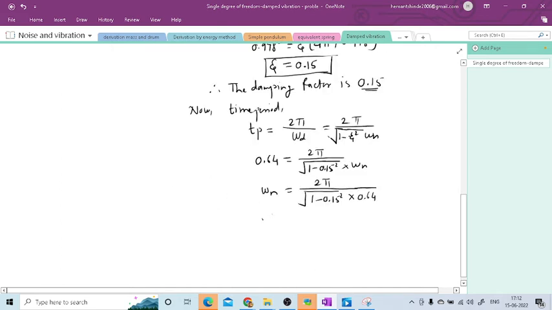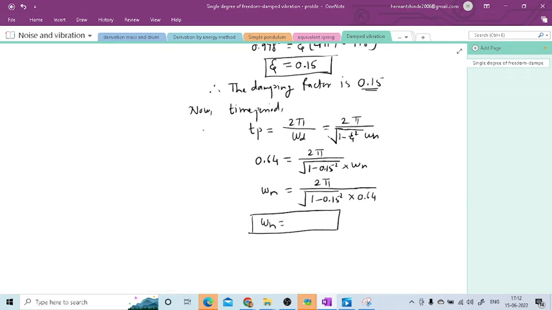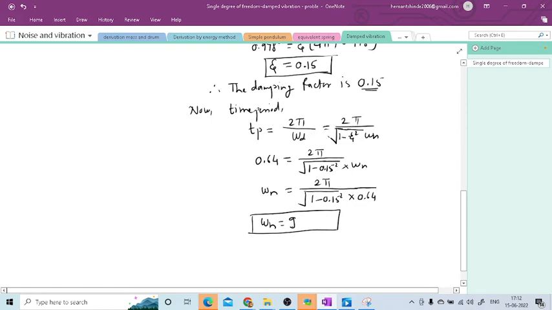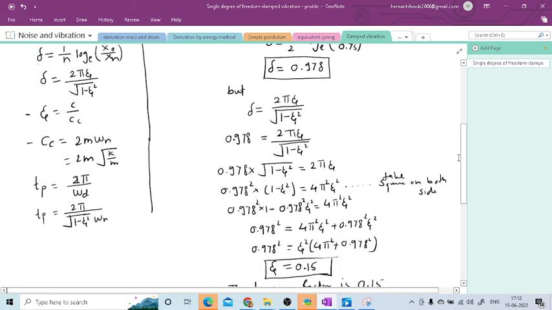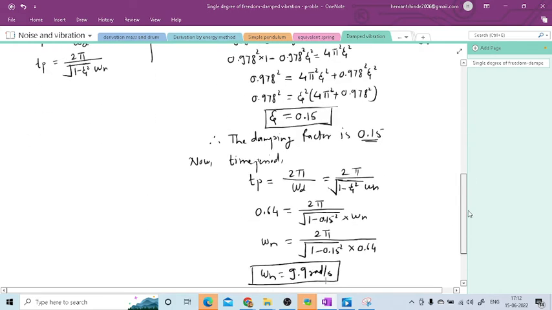Now put the values and we will get the value of omega n. Solving on the calculator, we get omega n. Just wait, I'll solve to get this answer. Okay, now this omega n is 9.9 and the unit is radian per second. Now we have the value of omega n. Again go to the formulas. From this time period we got the value of omega n, and now we can determine the value of Cc, that is the critical damping coefficient.